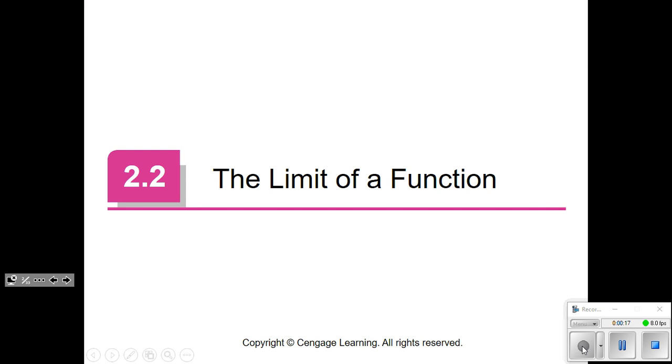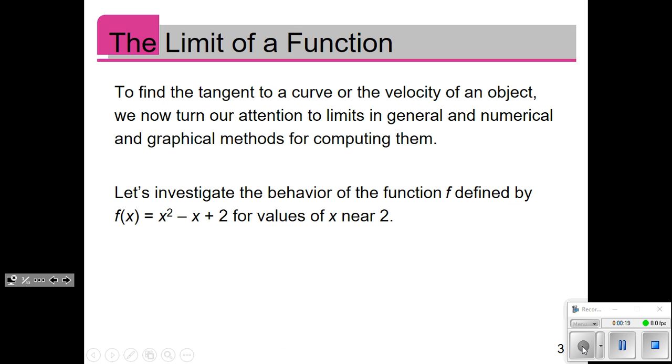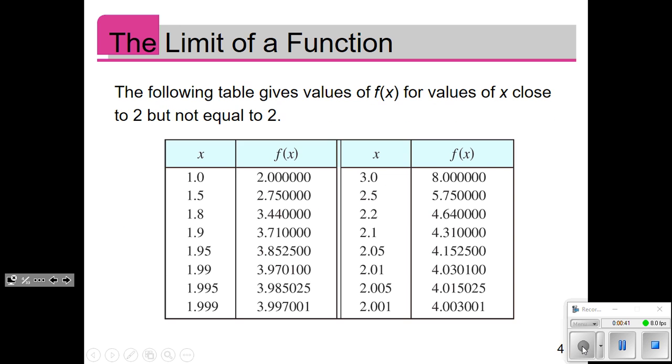So the limit of a function says to find the tangent to a curve or the velocity of an object, we now turn our attention to limits in general and numerical and graphical methods for computing them. So we're talking about the behavior of this function f of x equals x squared minus x plus 2 for values of x near 2. So near means somewhat close on the right, somewhat close on the left. What's it going to look like?